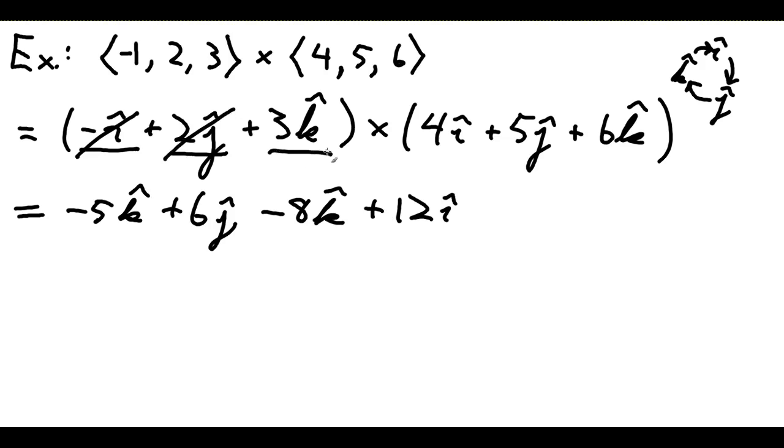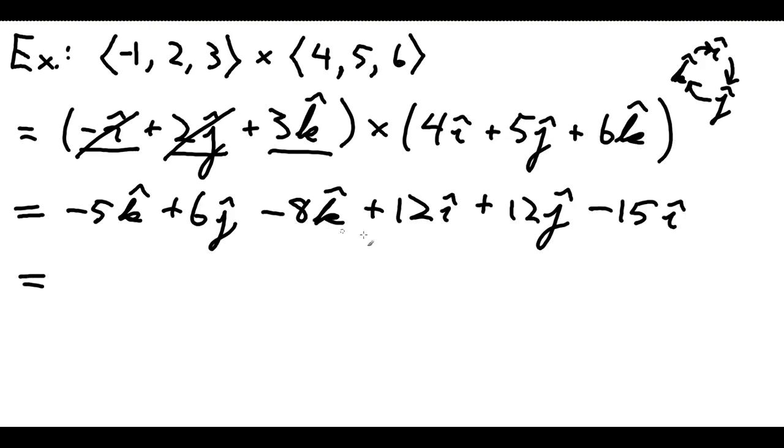Now finally we have this 3k. 3k cross 4i, 3 times 4 is 12. k cross i is j, so that's plus 12j. 3k cross 5j, 3 times 5 is 15. k cross j is going backwards, that's negative i. And 3k cross 6k, well, k cross k is 0. So we leave that out.